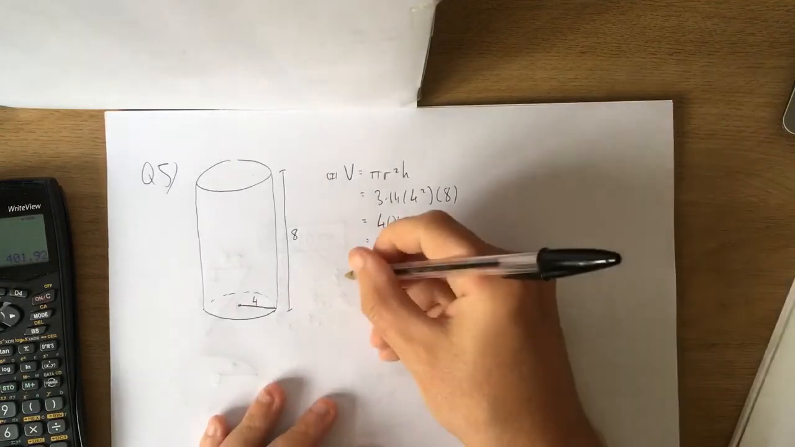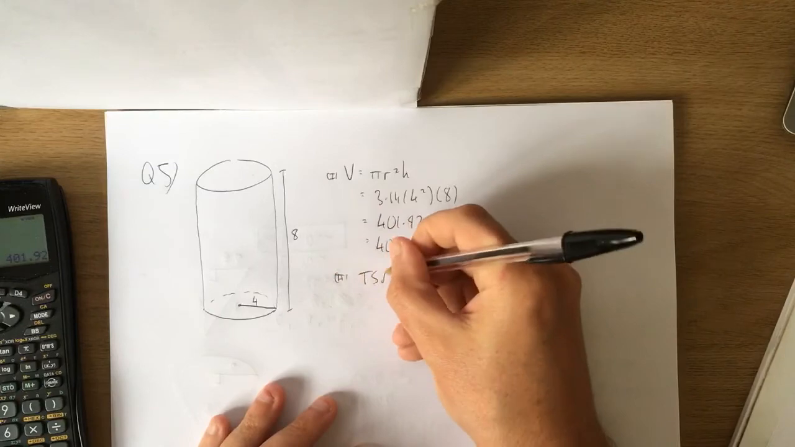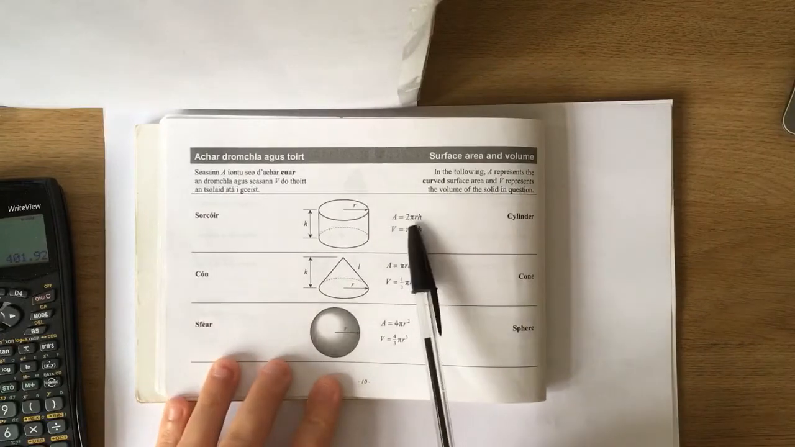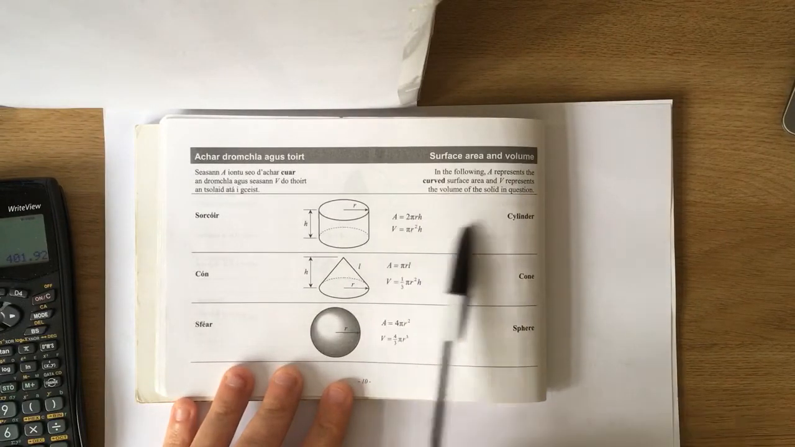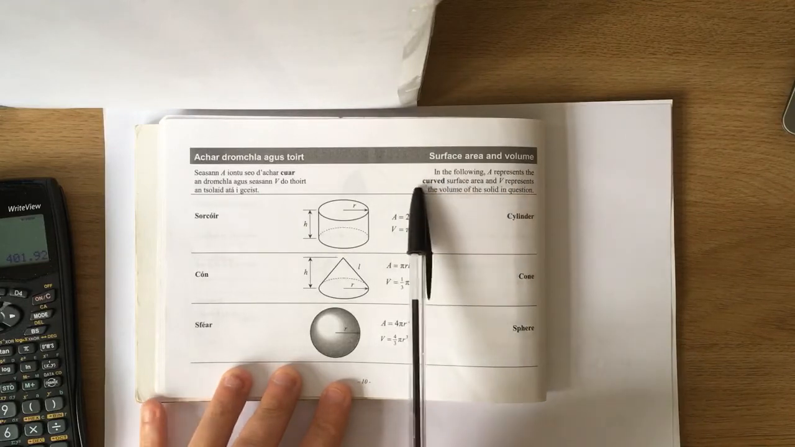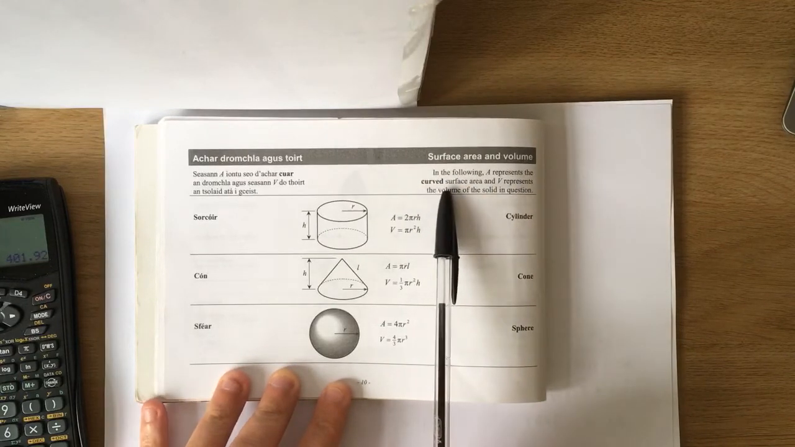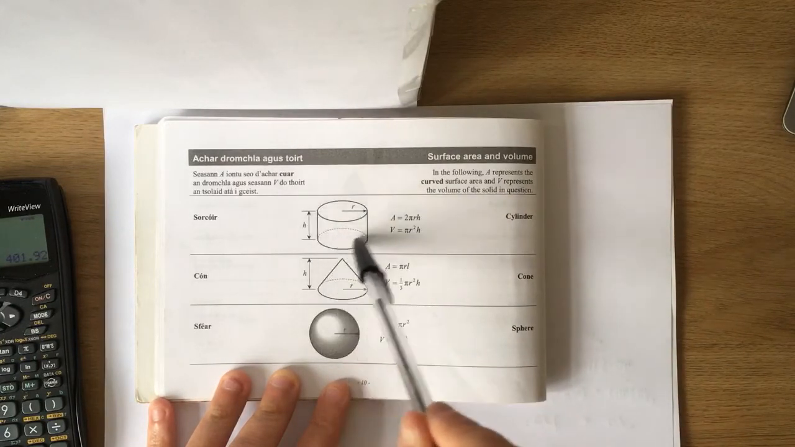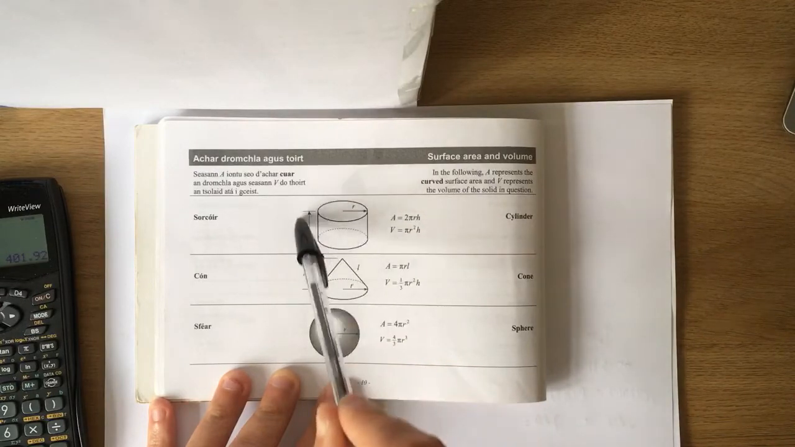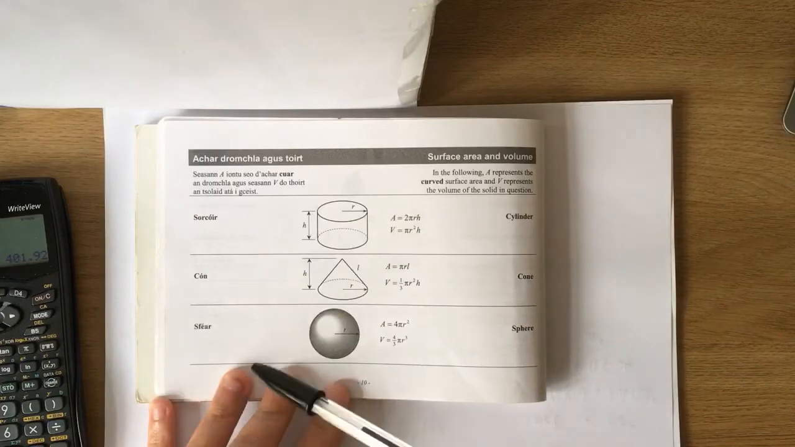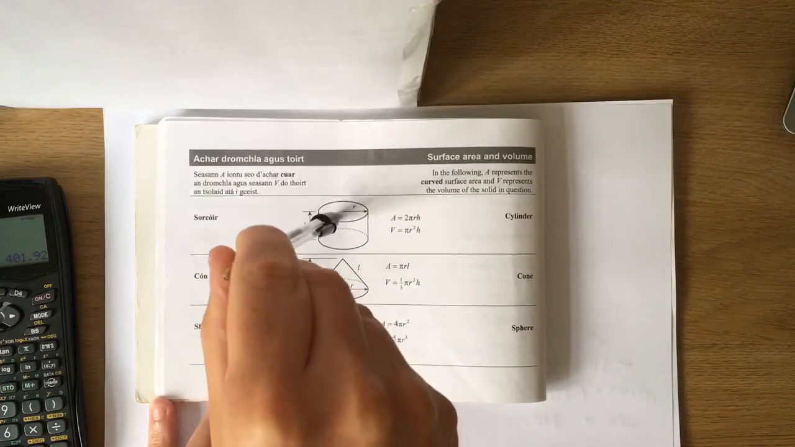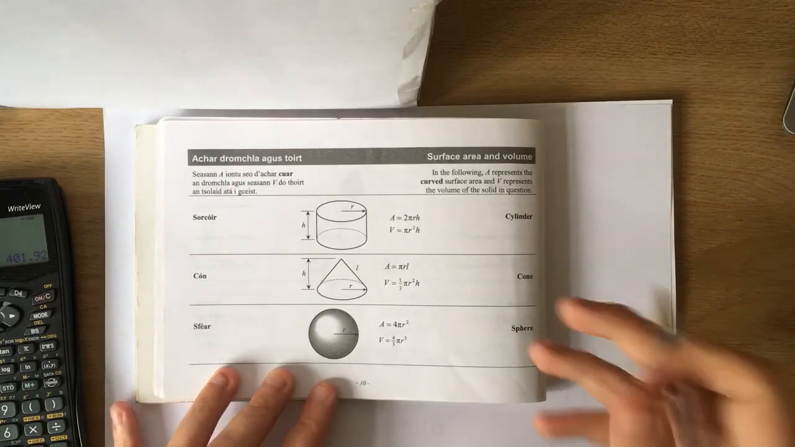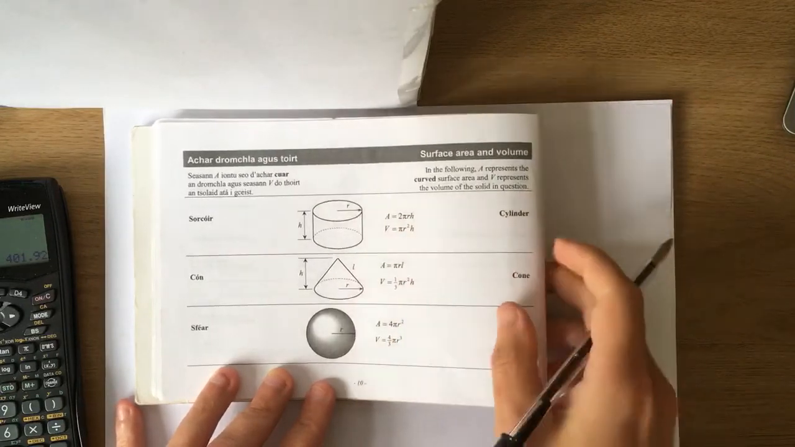Part 2 then is looking for the total surface area of the shape. So just be careful here. There is a formula here for surface area of a cylinder. But if you read at the top of this page, it says, in the following, A represents the curved surface area. So this formula here, 2 pi r h, is just the curved area around the outside. It does not include the circle on the top, which is a flat surface, and the circle on the bottom, which is also a flat surface. All right. So if you're asked for curved surface area, it's just this formula.